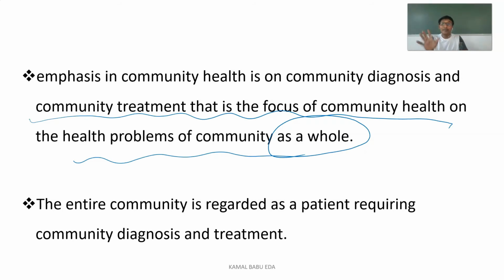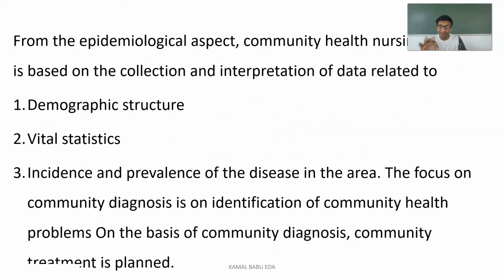As we are discussing, if you are diagnosing a person, we diagnose based on the signs and symptoms that the person is exhibiting. When it comes to the community, we treat the community based on the health problems that we have observed during the diagnosis, during the assessment phase. From the epidemiological aspect, the community health nursing diagnosis is mainly based upon the collection and interpretation of the data. This collection and interpretation of data is mainly related to the demographic structure and vital statistics.